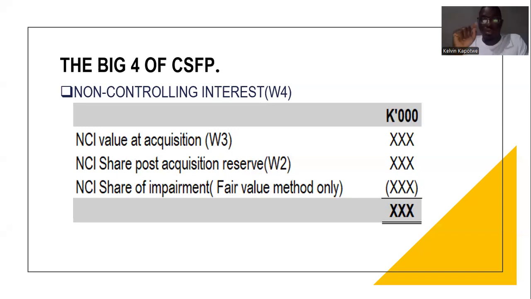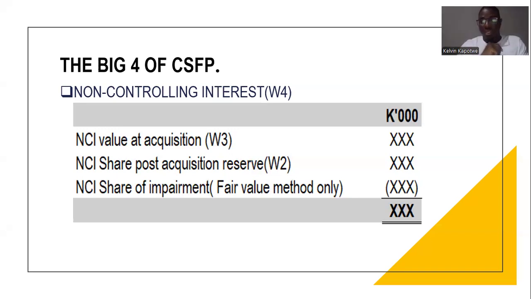So it will just be the NCI value at acquisition plus the NCI share of post-acquisition reserves. Then that will give you the NCI value, which you are then going to take to the consolidated statement of financial position. But if you're using the fair value method to determine the value of the NCI, then the NCI share of the impairment loss on goodwill will have to be removed from this working.